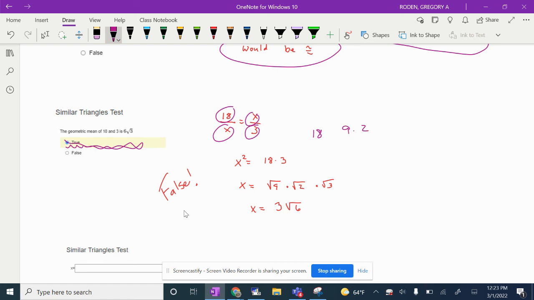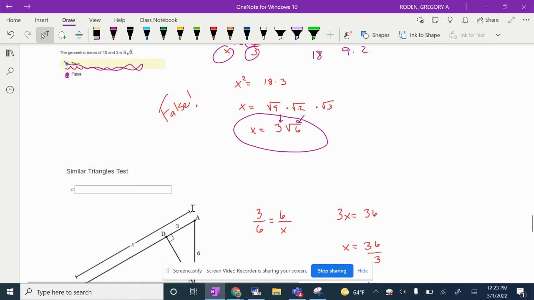So 18 times 3, when I take the square root of both sides, is the square root of 9 times the square root of 2 times the square root of 3. The square root of 9 is 3, and the square root of 2 times the square root of 3 is the square root of 6. So we get 3 square roots of 6, which is the answer. That makes the statement false, because they said it was going to be 6 square roots of 3. What I did is just switch it, so make sure you were paying attention there. It should be 3 square roots of 6, not 6 square roots of 3 on that one.